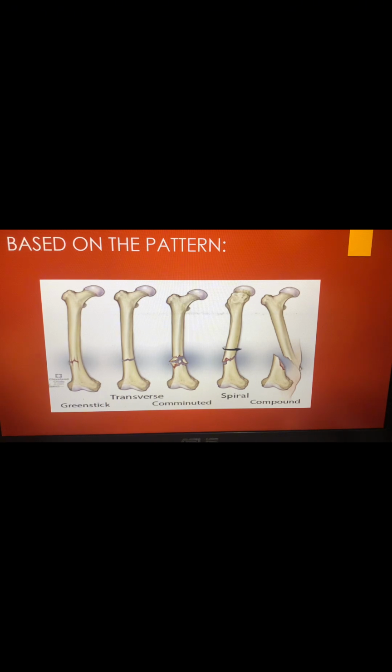In the transverse fracture, it's just a small transverse line that takes place. In the comminuted fracture, as you can see, the bone is totally damaged, and in this case we are going to have to put some metals so that the bone can grow together again. And the spiral fracture, as we can see, is one of the rotation fractures. And the compound fracture is basically when the bone is totally broken and it comes out of the skin.